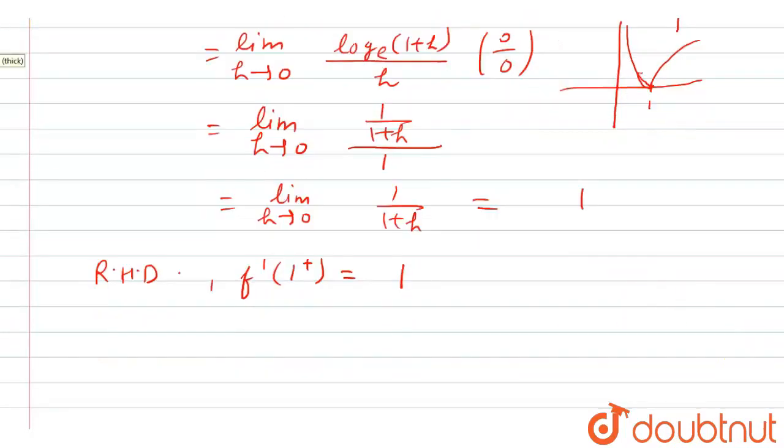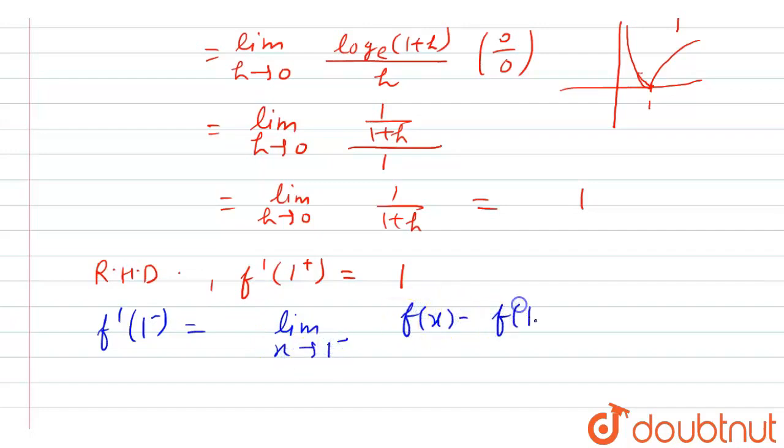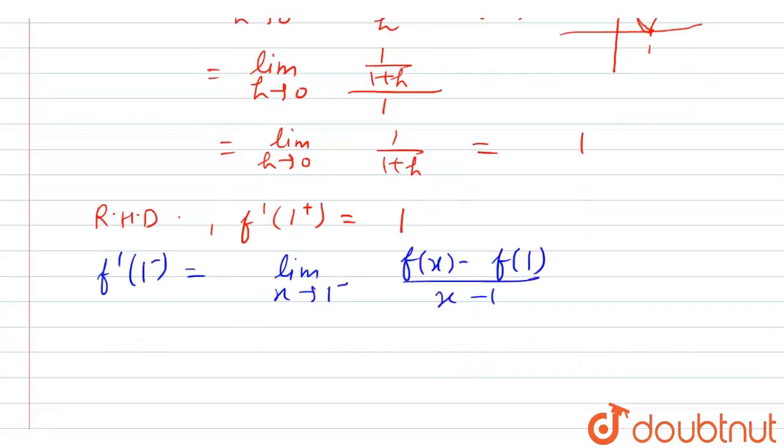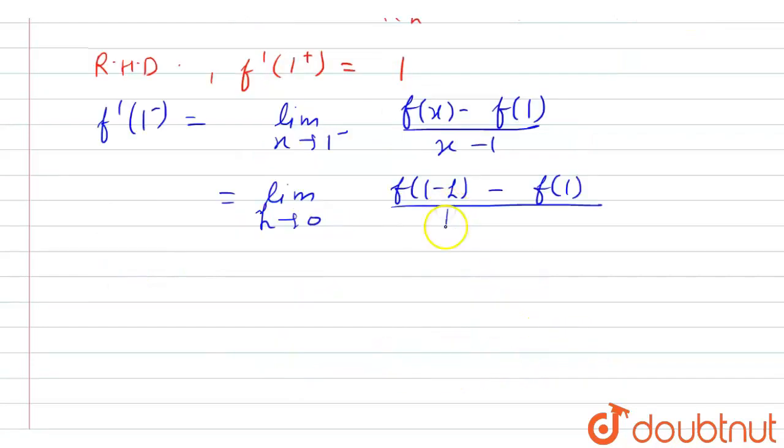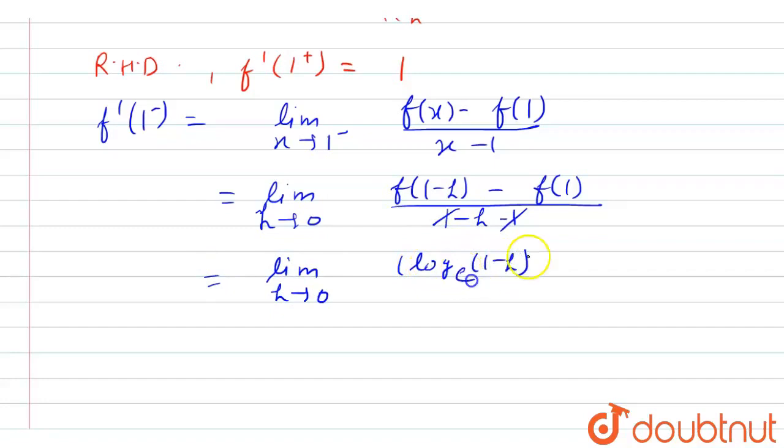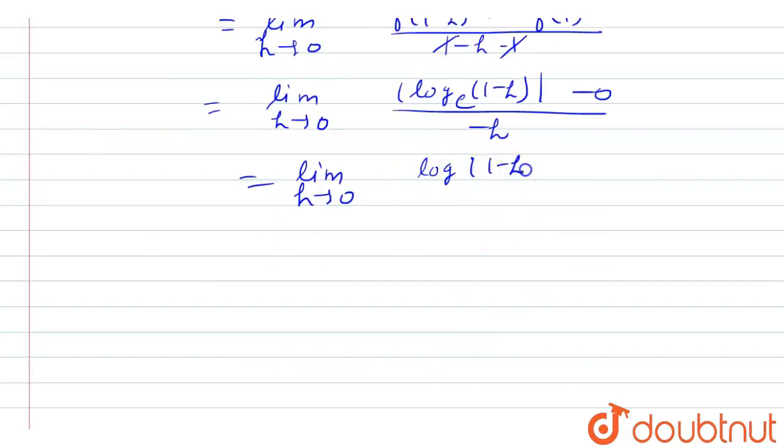Now if we calculate f dash 1 minus, which equals the limit x tends to 1 minus of f(x) minus f(1) upon x minus 1, which equals limit h tends to 0 of f(1 minus h) minus f(1) upon 1 minus h minus 1. 1 and 1 will cancel out, so we get limit h tends to 0 of mod log (1 minus h) base e minus 0 upon minus h, which equals limit h tends to 0 of log (1 minus h) base e upon minus h.